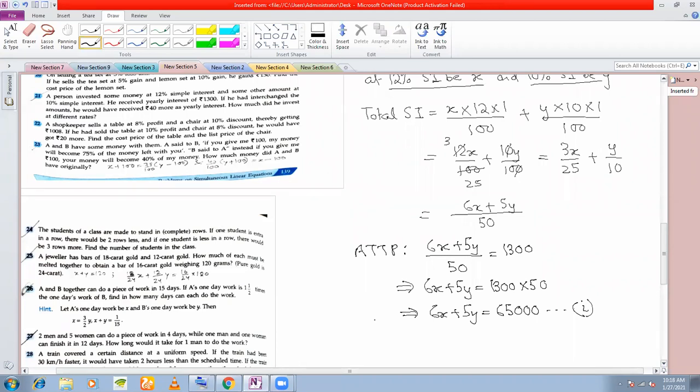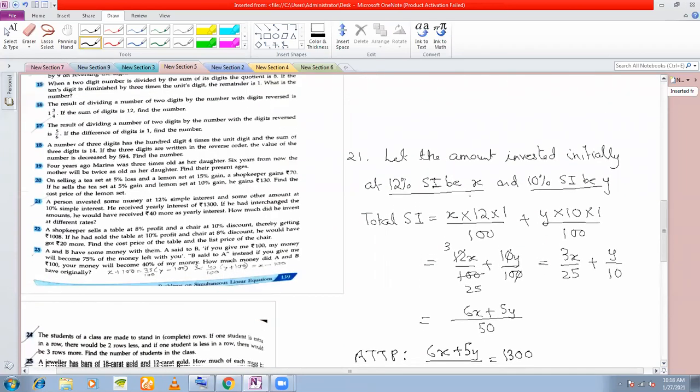He received yearly interest. If he interchanges the amounts, what do you mean by interchange the amounts? That is, now at 12%, suppose he is investing Y rupees, and at 10% he is investing X rupees. That is what is meant by interchange of amounts.